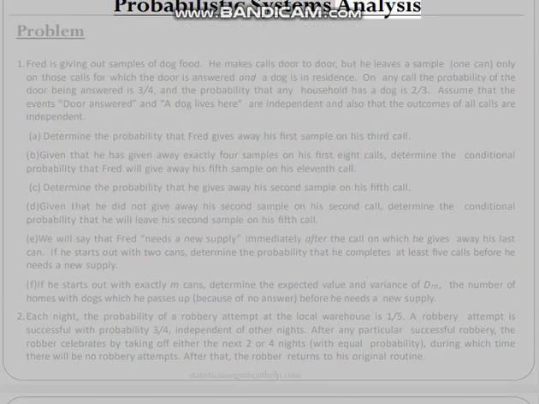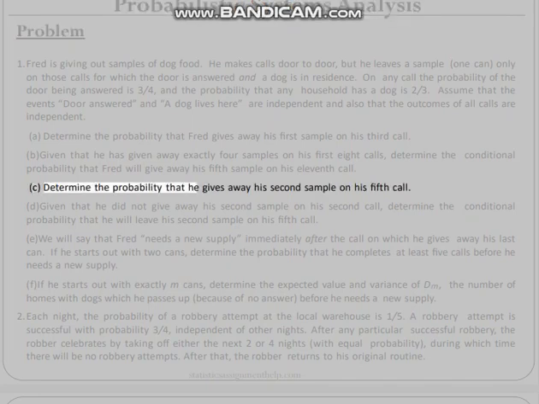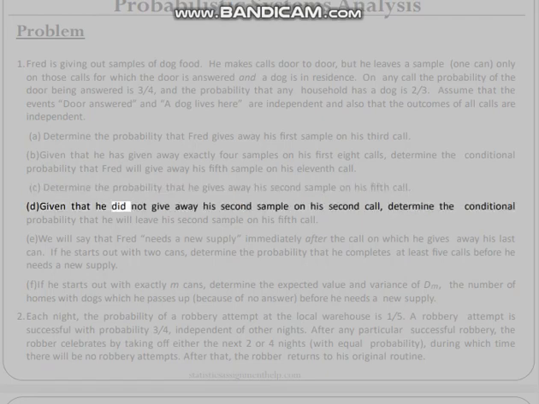Probabilistic Systems Analysis. Problem. C. Determine the probability that he gives away his 2nd sample on his 5th call. D. Given that he did not give away his 2nd sample on his 2nd call, determine the conditional probability that he will leave his 2nd sample on his 5th call.